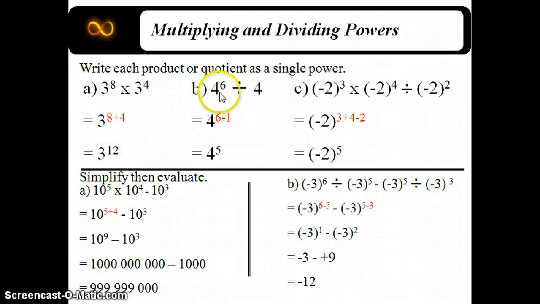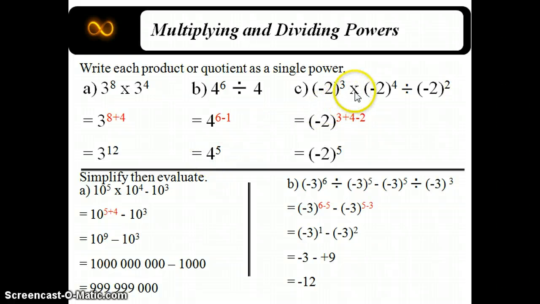B. 4 to the power of 6 divided by 4. Now 4 is the same as 4 to the power of 1, but they don't show it. You don't have to show it, but it's there. Bases are both 4, so the quotient rule says when the bases are the same and I'm dividing, see this little line here? Kind of looks like a minus sign. I'm going to be subtracting these. So I go 6 minus 1, which is 4 to the power of 5, and I will leave it in exponential form.